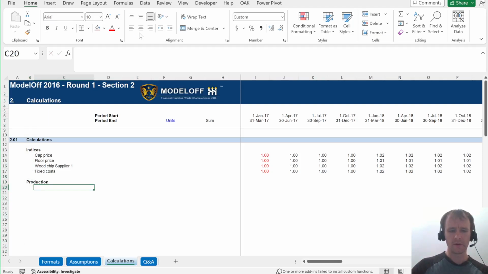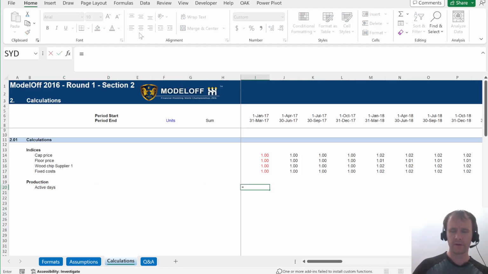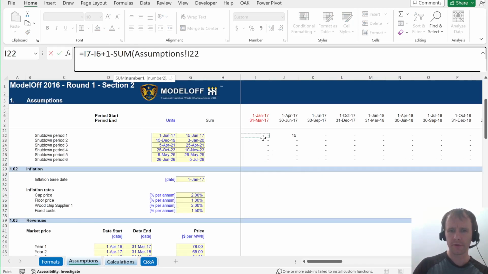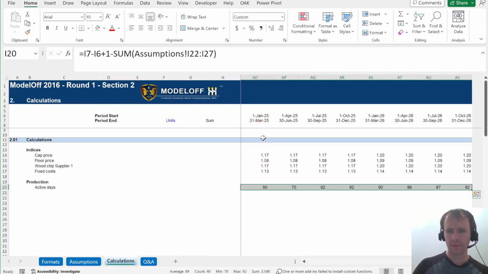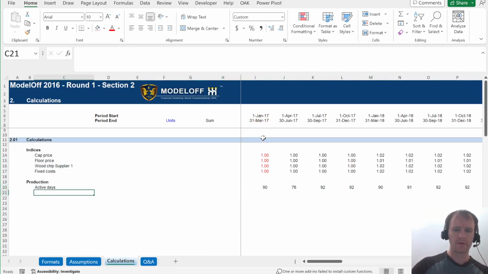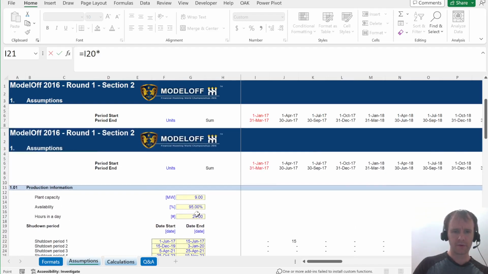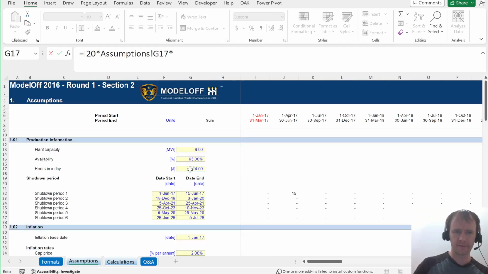So we'll have active days. And that's going to be the end minus the start plus 1, which is the days in the quarter, minus the number of shutdown days, which will be here. Okay, and then production megawatt hours. That's going to be the number of days active times 24 hours a day times 9 megawatts per hour times 95%. And then all of these need to be locked.